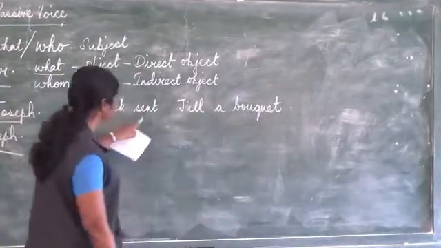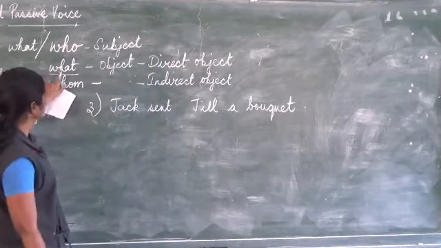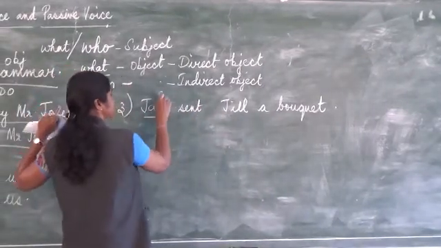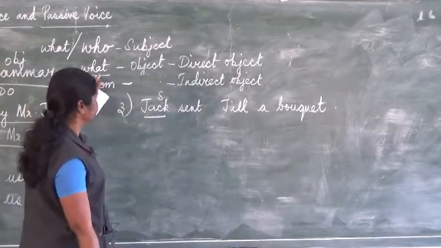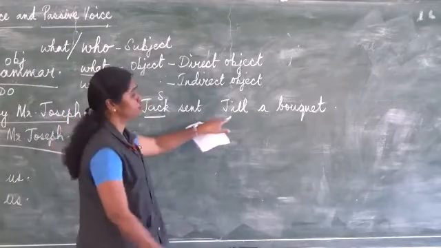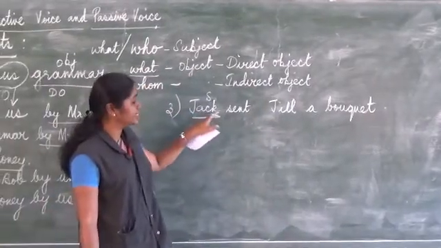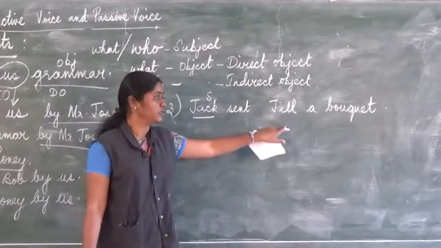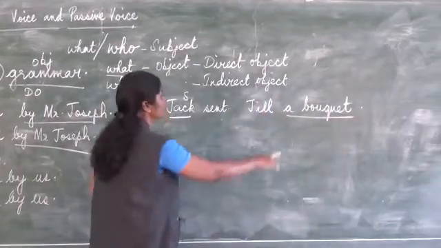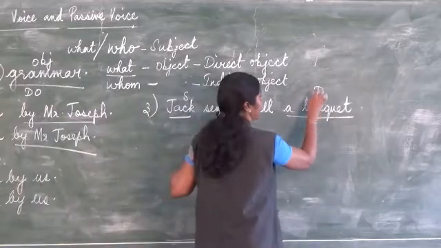Okay. Jack sent Jill a bouquet. So now ask the first question. Who sent Jill a bouquet? Who sent? Jack. So this is the subject. Second question. What did Jack send to Jill? So what did he send? He sent a bouquet. So now this bouquet is the answer for this question what. So this is the direct object.